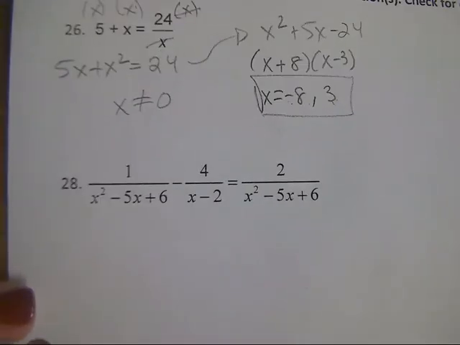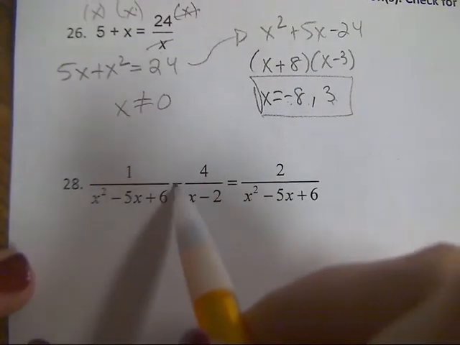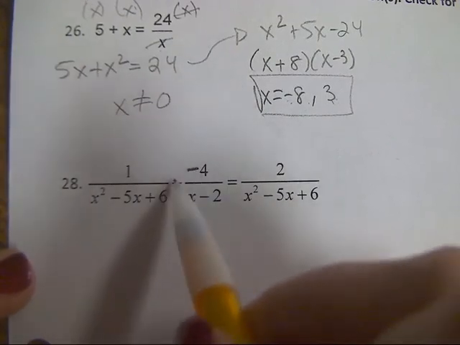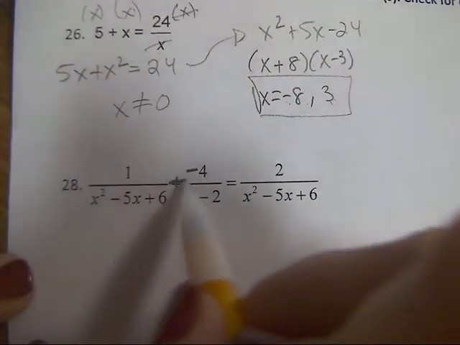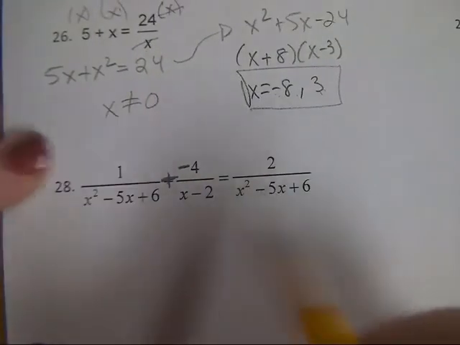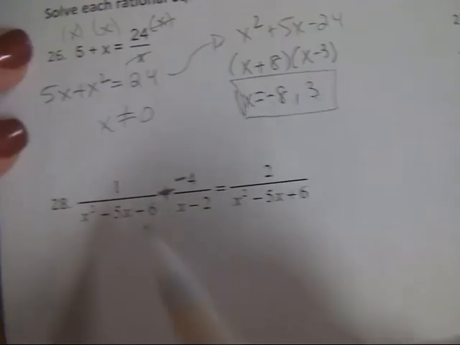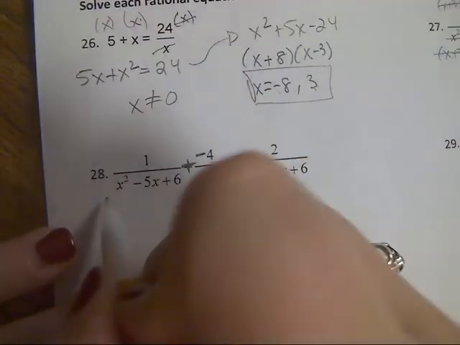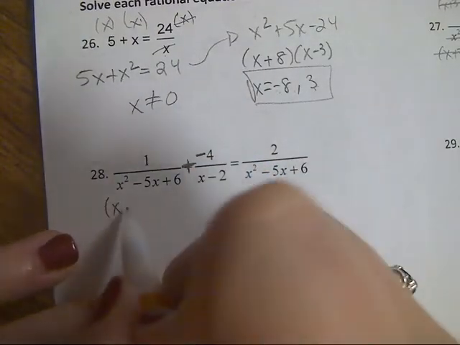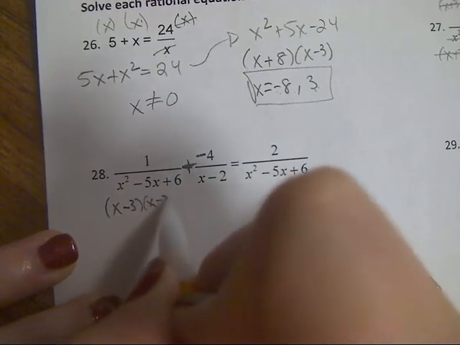All right, so I'm going to go ahead and distribute this negative to this 4 before I do anything else. And then I'm going to factor our denominators. They're both the same thing. So multiply to give me positive 6 and add to give me a negative 5. That is going to be negative 3 and negative 2.